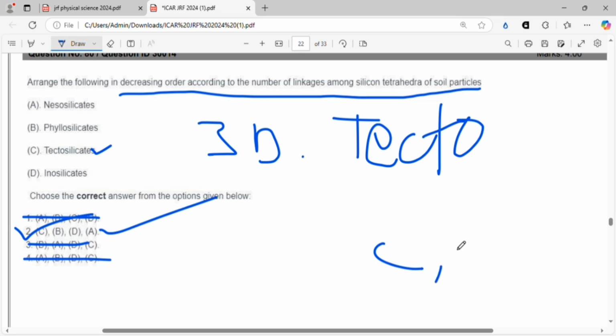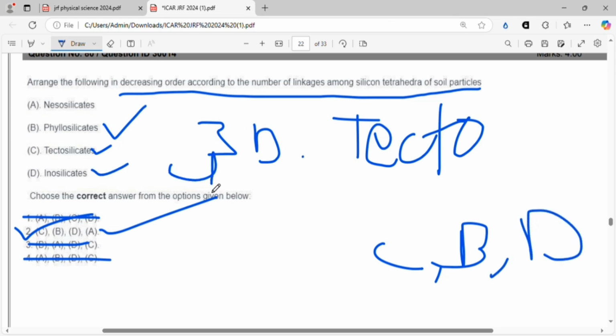Still, we'll check. C, then it will be phyllosilicate, B. These are sheet silicates. I think you know. Then D is inosilicates. These are also called chain silicates. These have a lesser number of linkages than both tecto and phyllo. And finally, it is nesosilicate, which is a single tetrahedron, which only contains one tetrahedron having 4 Si and O linkages.